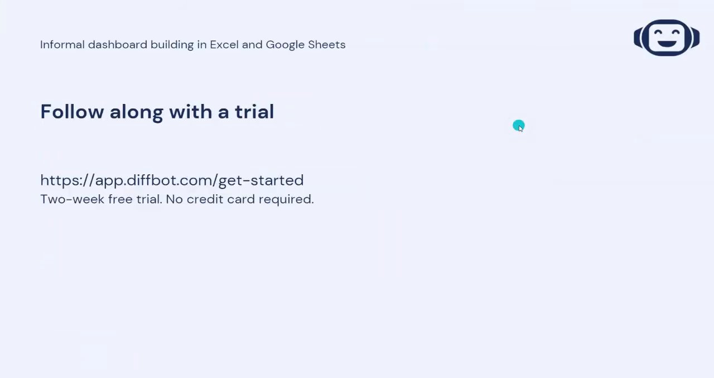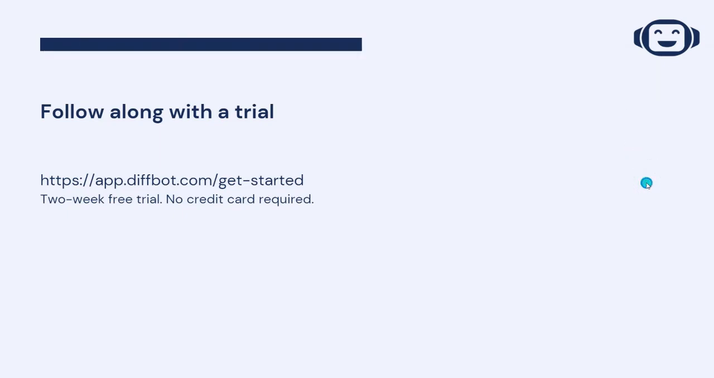If you have a Diffbot trial or subscription, you'll just need your API key to log into Excel or Google Sheets integrations. If not, and you would like to follow along, we have a free 2-week trial, no strings attached, no credit card needed. You can quickly sign up at app.diffbot.com/get-started. And a great time to do that would be during the intro portion of this talk.